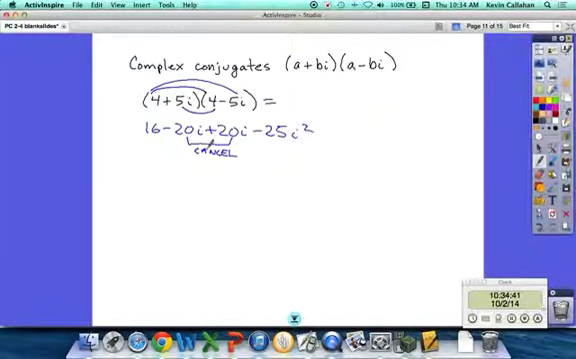And the last term, because it's got an i squared in it, you substitute negative 1. So negative 25 i squared is plus 25. So what happened is 16 plus 25 is 41. Again, we went from two imaginary numbers to a real number. No more i. And that always happens when you multiply conjugates. Okay, good, Jimmy, good.